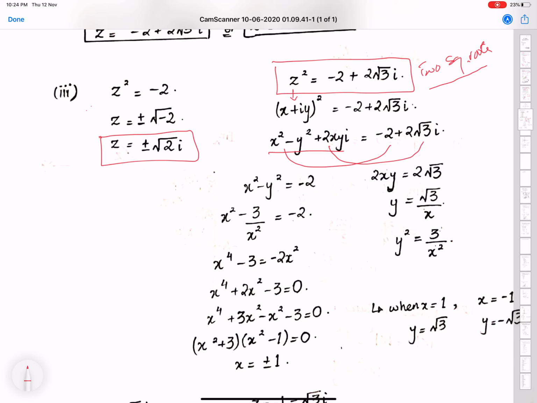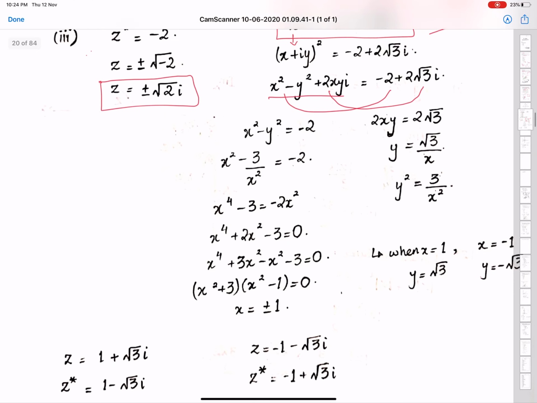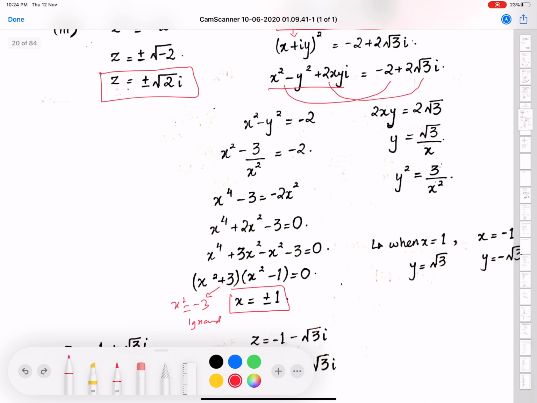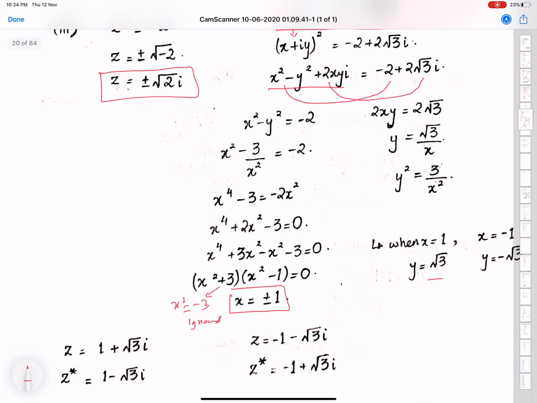Since x and y both are real, therefore we need to ignore the negative value of this x. This negative value. X square is minus 3. This must be ignored because x is real. So we have two values of x. Therefore, by substituting these two values of x over here, we'll get two values of y. This and this. This value and this value.